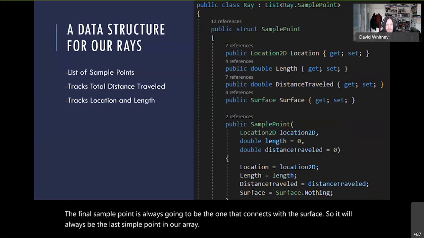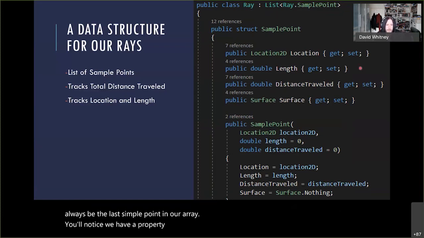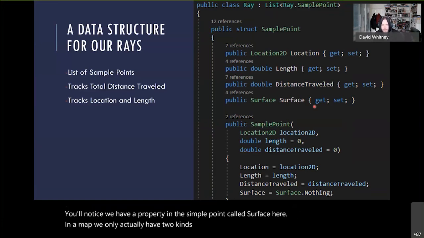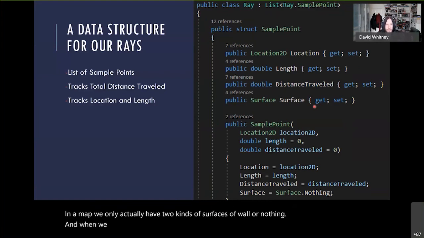You'll notice we have a property in the sample point called surface here. In our map, we only actually have 2 kinds of surfaces, a wall or nothing. And when we detect a surface later on, we're going to store a reference to the surface that we're detecting here.